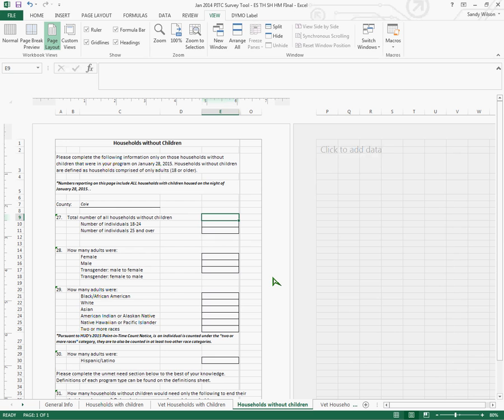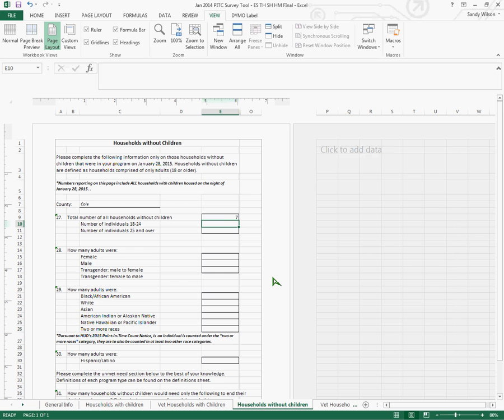So for this example, what I do is I look at my total households that I provided shelter to on that night, and I identify what households meet this definition of households without children. And in this example, I had 7 households meeting that definition. Now, I'm only going to look at the individuals within those 7 households to answer the rest of these questions.